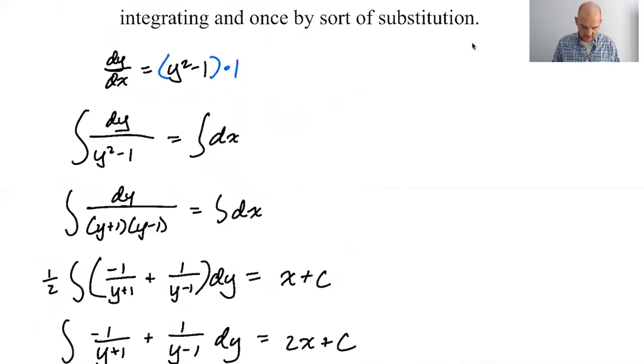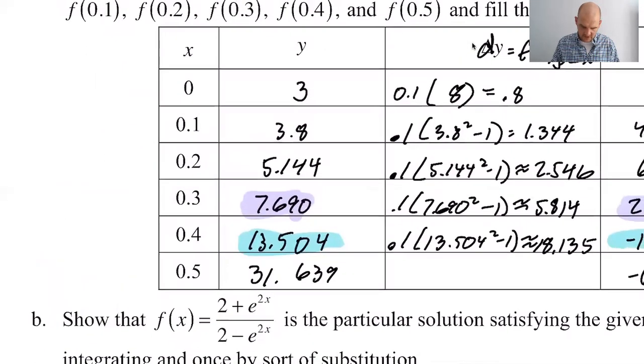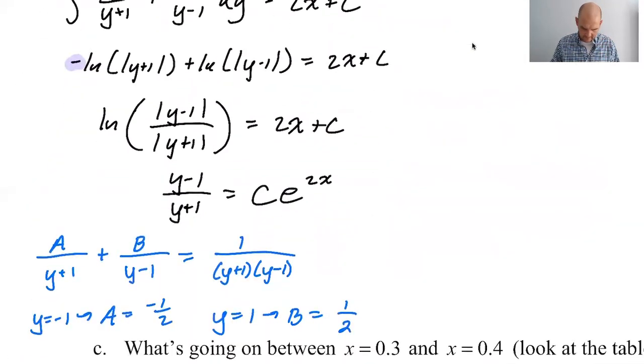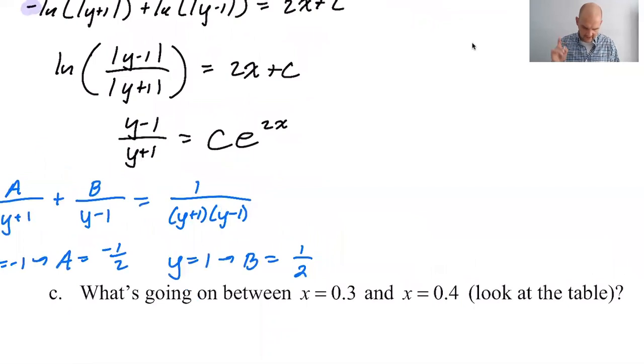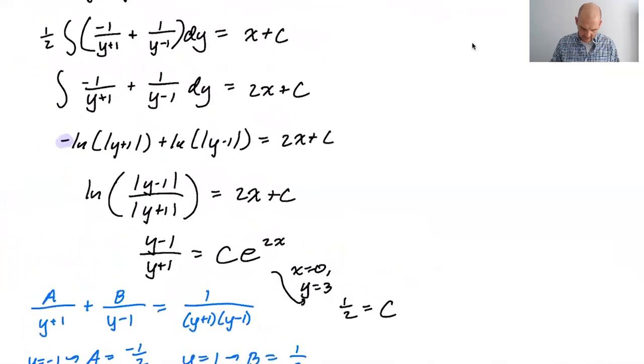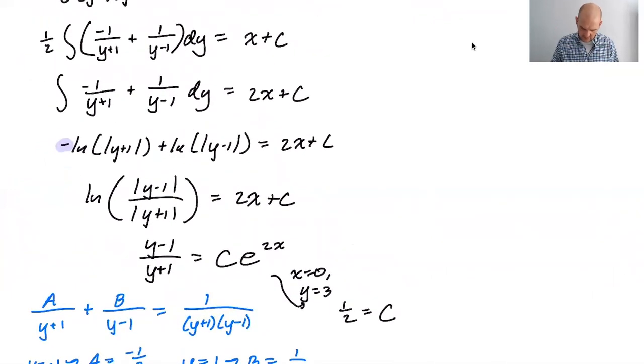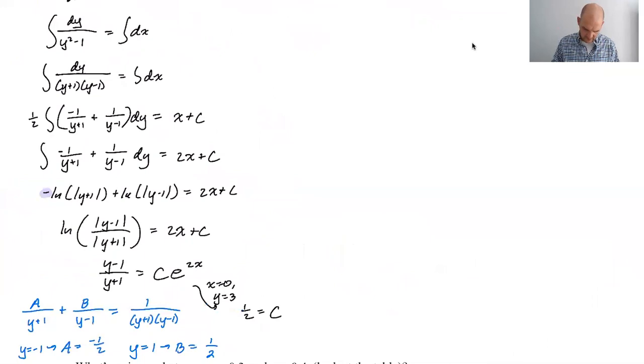What's our initial condition? 0, 3. Okay, so if x is 0, y is 3, that'll give me 2 over 4, so 1/2 equals c. So c is 1/2. Okay, so then let's keep going. Where should I write this? I guess we're going up.